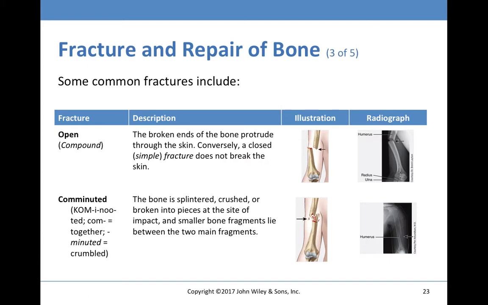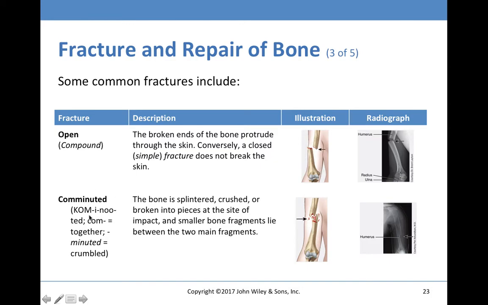So we have several different types of fractures that are common. We have our open fracture. This is where we break the bone and it protrudes through the skin. So it has to be open here by breaking through the skin. If it does not break through the skin, but it breaks through the entire shaft of the bone, then that is what we call a simple fracture. So these open fractures are compound, meaning that they include the bone and the skin.